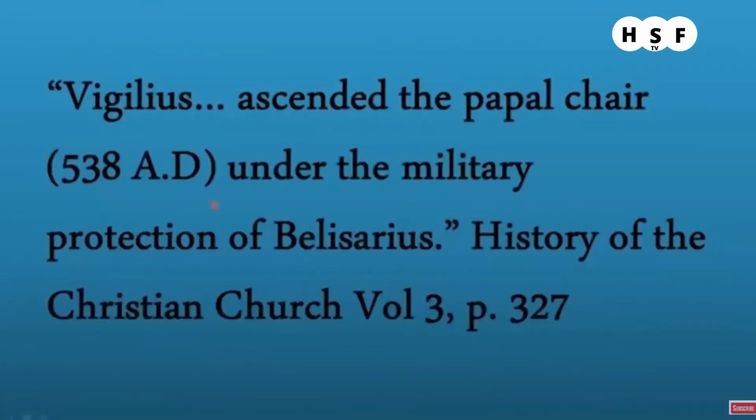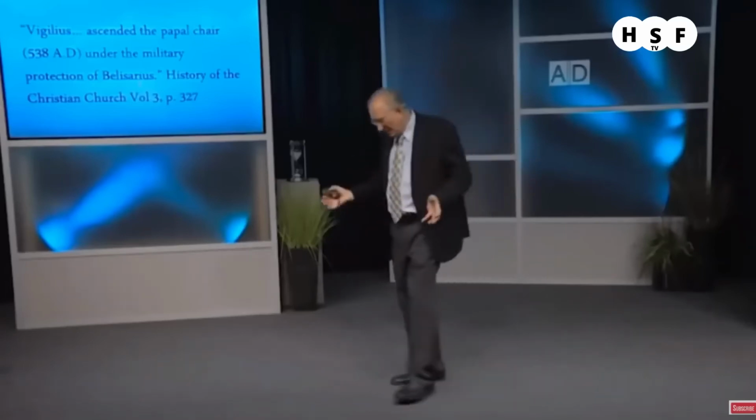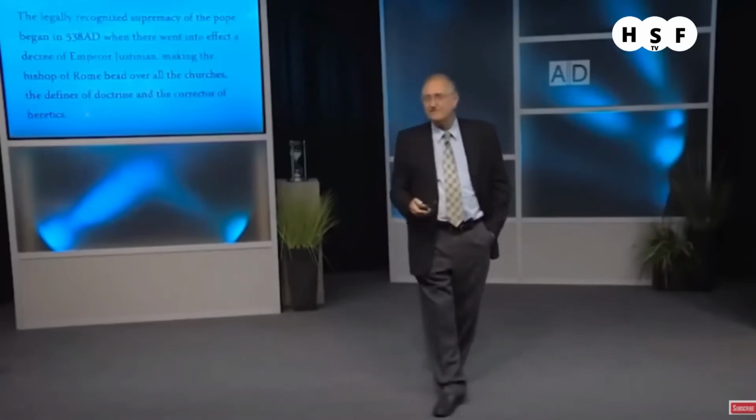Now if we look at the history, Vigilius ascended the papal chair in 538 AD. That's when the Ostrogoths finally were eradicated, one of the three horns that were eradicated, under the military protection of Belisarius. So these are the soldiers and the army of the emperor in the east that enabled him to take the throne because his opposition had been removed. This is just history. So we have a starting date for this prophecy.